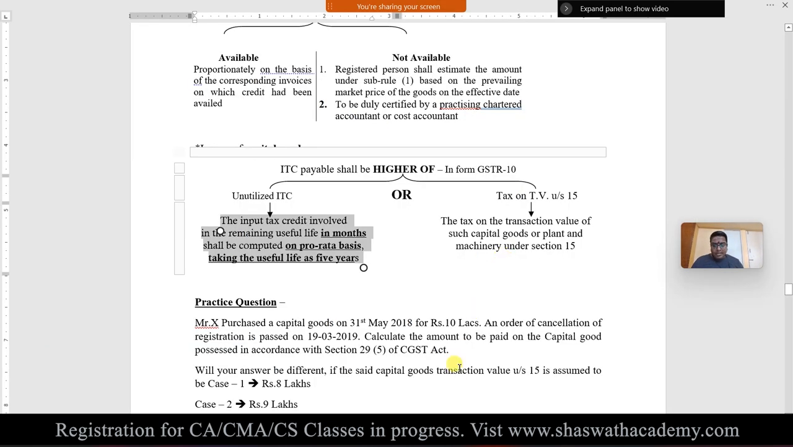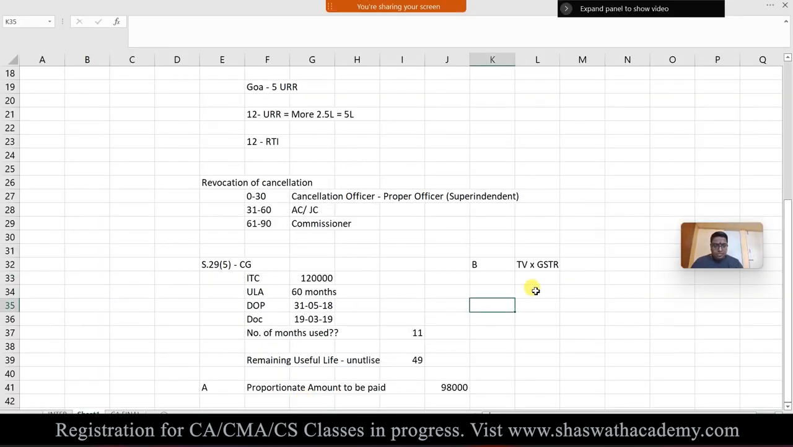In this question, they have given the transaction value. Case 1, 8 lakh. Case 2, 9 lakh. My dear, I have two cases. Case 1, 8 lakhs. Case 2, 9 lakhs. And what is the GST payable? 96,000. First case, 96,000. Second case, 1,08,000.